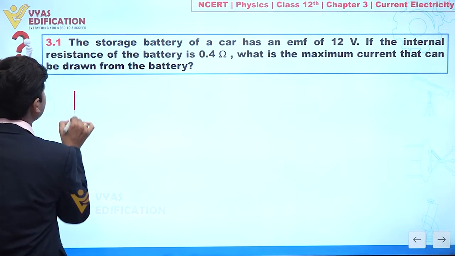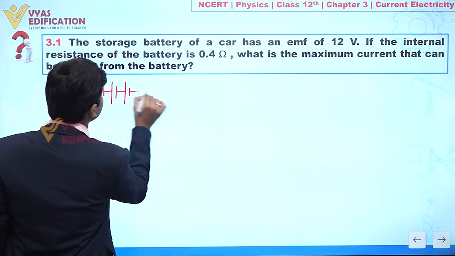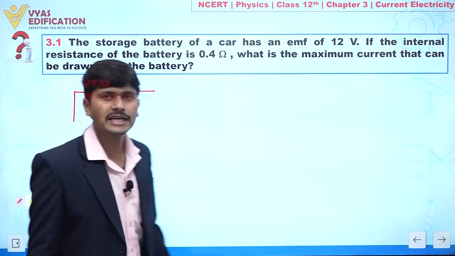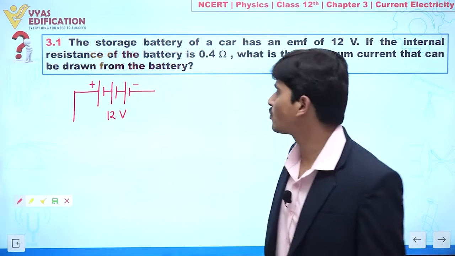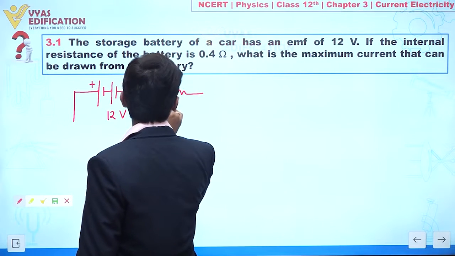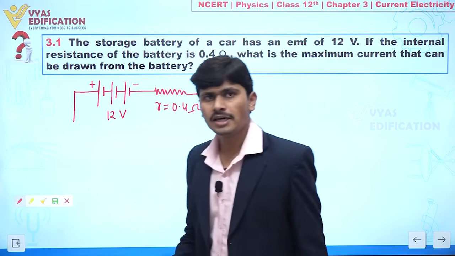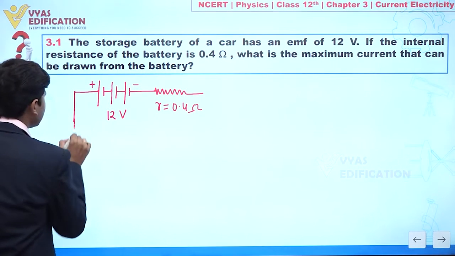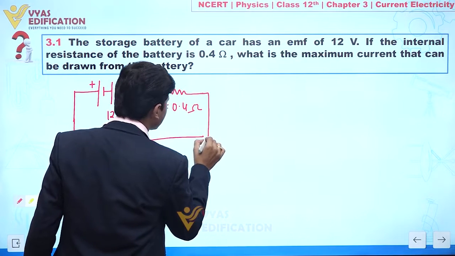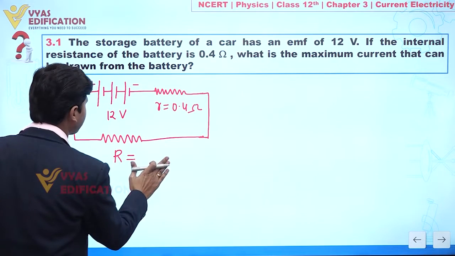Let's suppose this is a battery, and the value of the potential difference, or EMF, of this battery is given to you as 12 volt. This battery has an internal resistance, and this value is given as small r equal to 0.4 ohm. Clear to everyone? And let's suppose this is connected with an external resistance, which we know is equal to capital R.